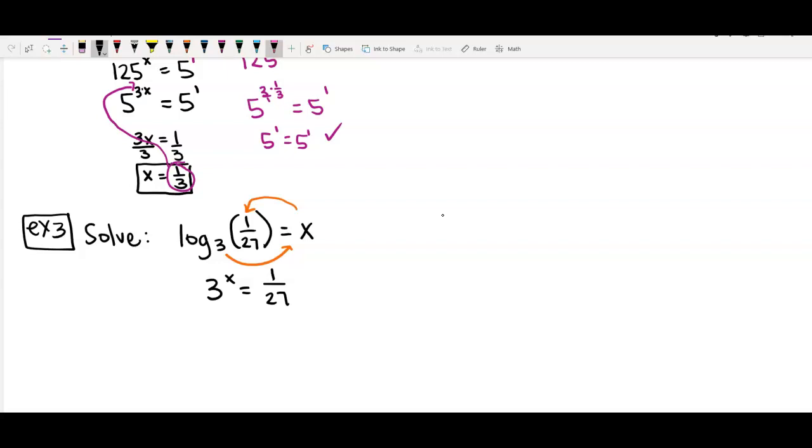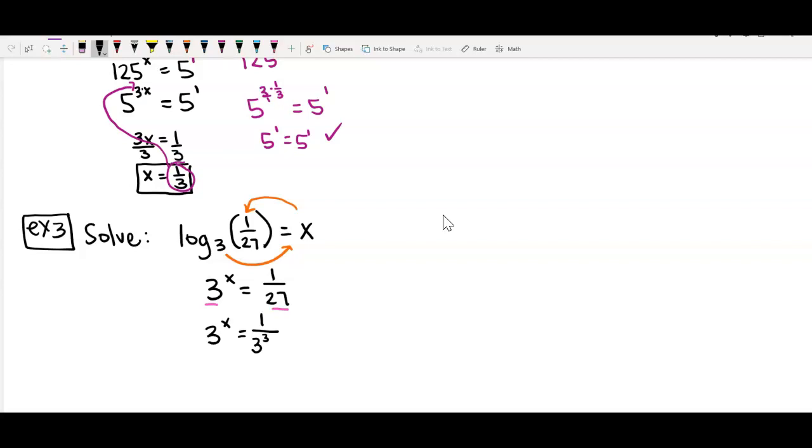I've got a base of 3, and I'm trying to think, is there a way I could change this 27 to also have a base of 3? How could I do that? Can somebody tell me? Would it be 3 to the 3rd power? Yeah. So I want you to change that 1 over 27 to 1 over 3 to the 3rd power. 3 times 3 times 3 gives us 27, and we're just rewriting it because we need these bases to be the same.